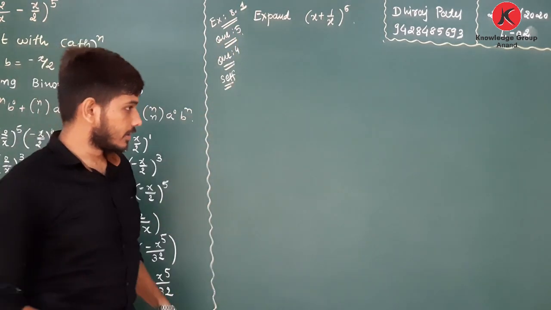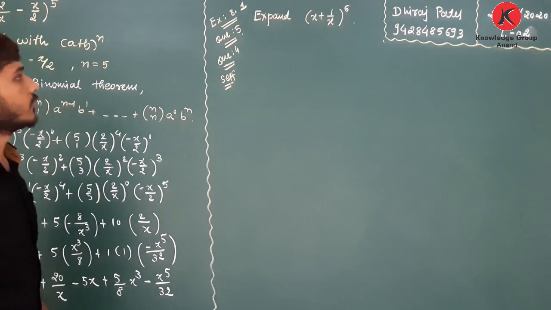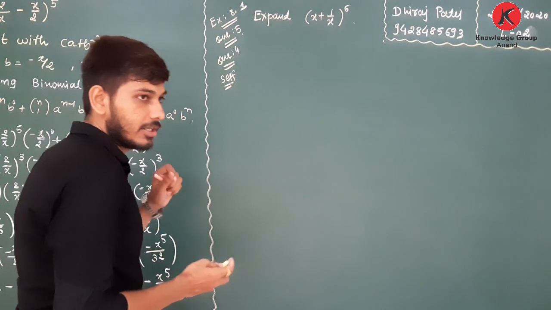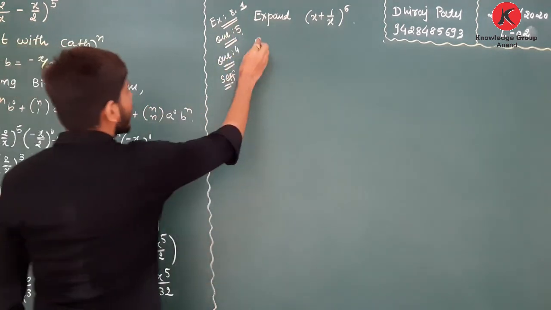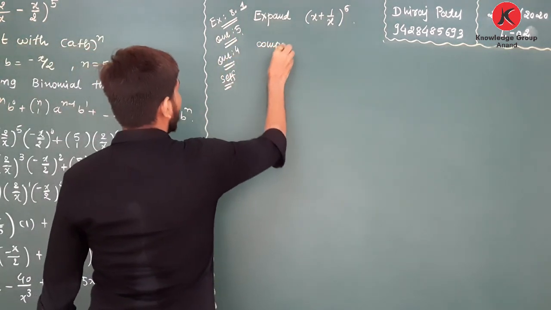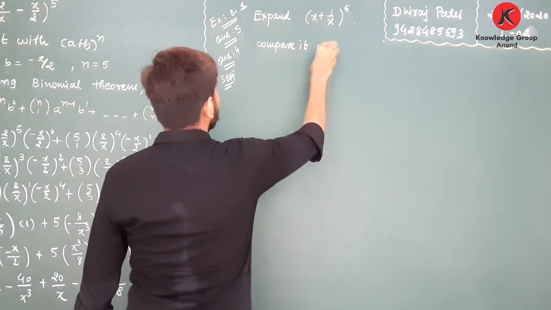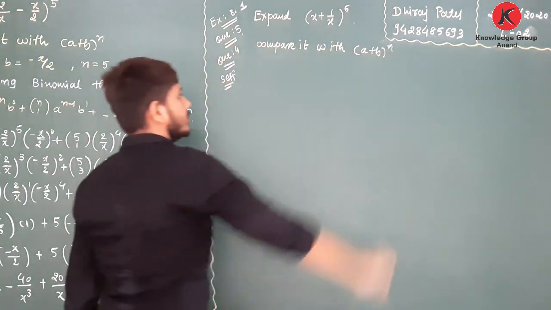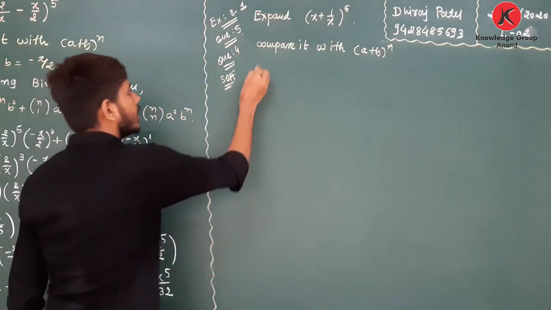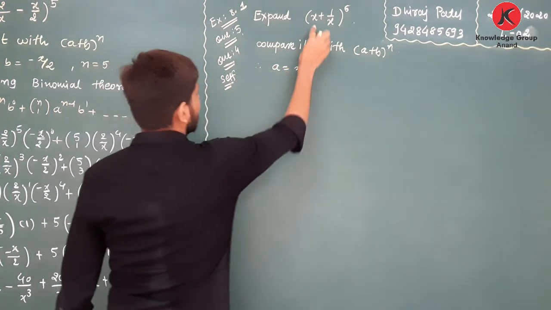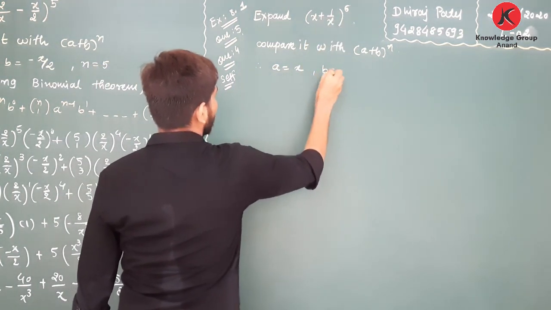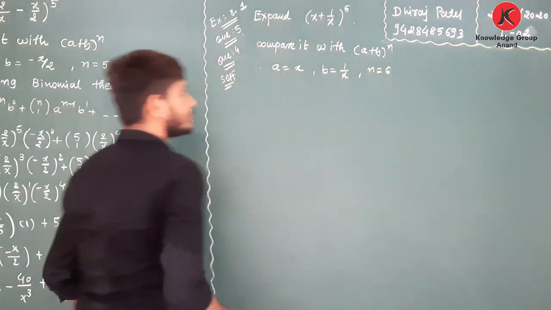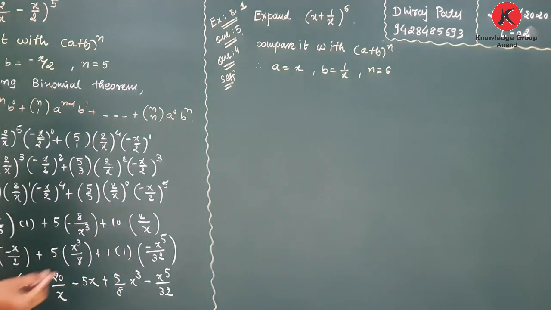Now I am giving the solution of question number 5, (x plus 1 by x) whole raised to 6. So first of all, we have to compare it with (a plus b) raised to n. Therefore, I will get a equals x, b equals 1 upon x, and n equals 6 here. Clear? So a, b and n are here.